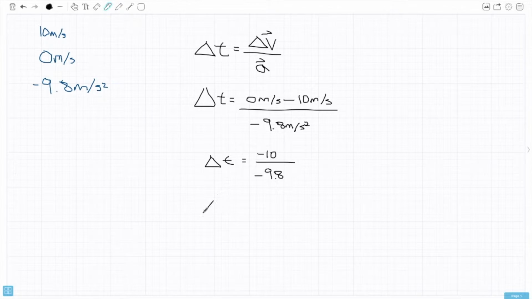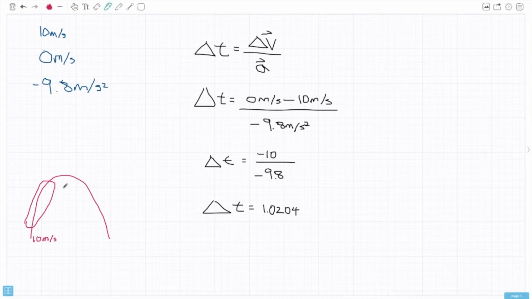Now this means that it will take roughly 1.0204 seconds for the ball to reach a velocity of 0 if the initial velocity was 10. So from here, we kick the ball, it's traveling at 10 meters per second, and all throughout here, the ball is decelerating at 9.8 meters per second squared until it reaches this point here where the ball's velocity is 0, which means it's not moving. After that, the ball continues to accelerate down at 9.8 meters per second squared until it hits the ground.